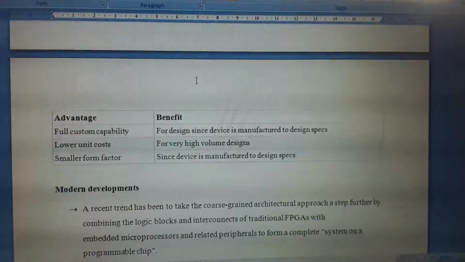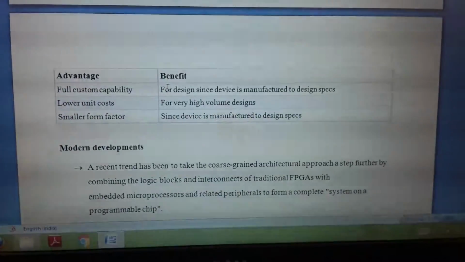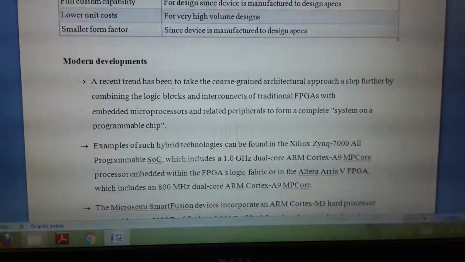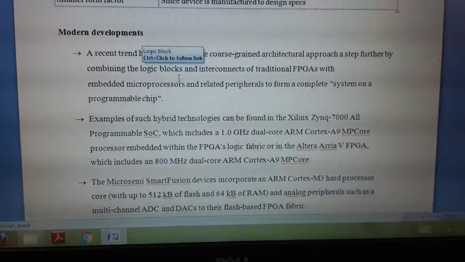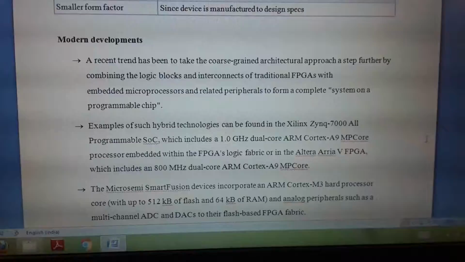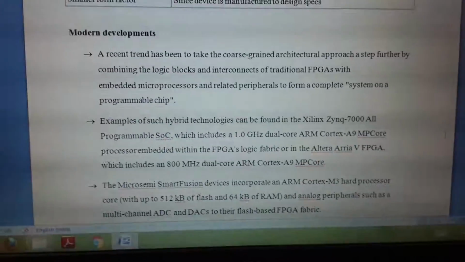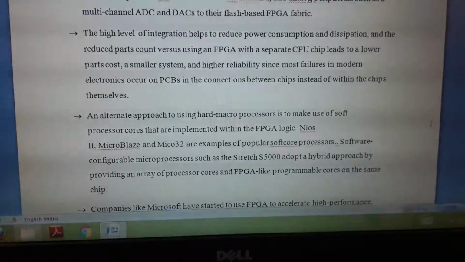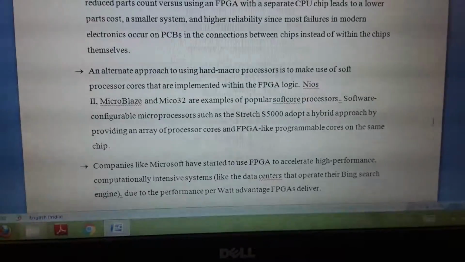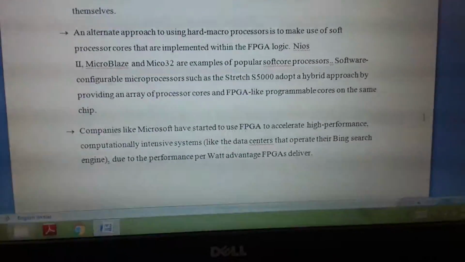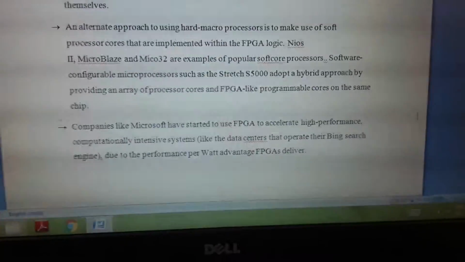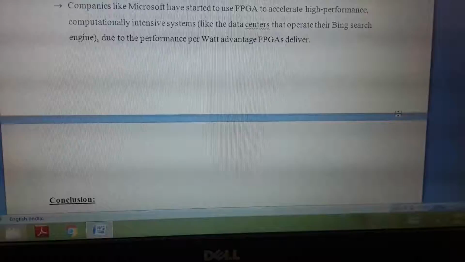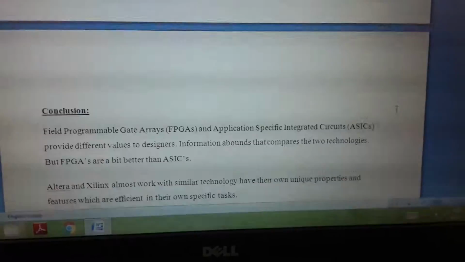Coming to the ASIC design, it has its advantages: full custom capability, lower circuit cost, smaller form factor, etc. The modern developments are that a recent trend has been to take the coarse-grained architectural approach a step further by combining the logic blocks and interconnects of traditional FPGAs with embedded microprocessors. The high level of integration helps us to reduce power consumption and dissipation. An alternate approach to using hard macroprocessors is to make use of soft processor cores. Companies like Microsoft have started to use FPGAs to accelerate high performance, computationally intensive systems.